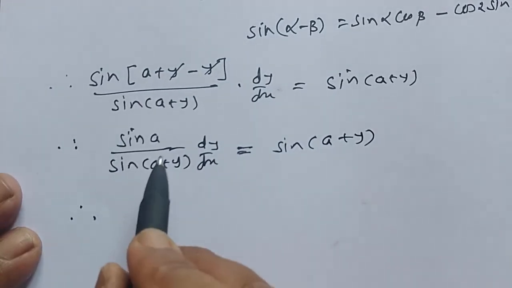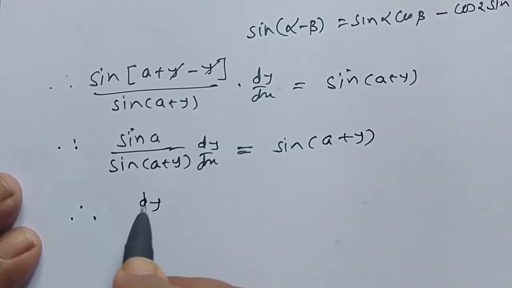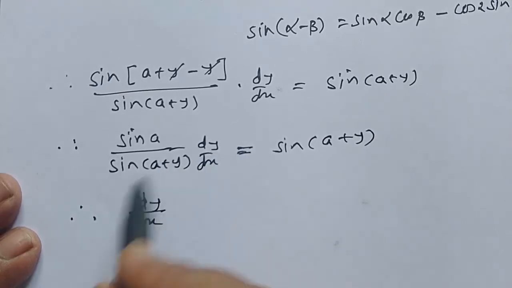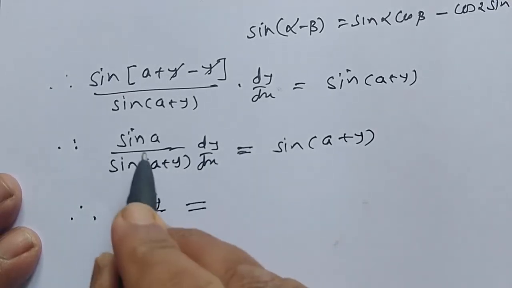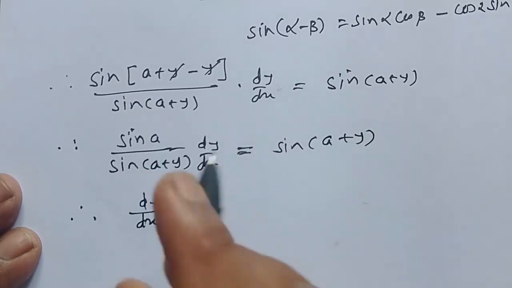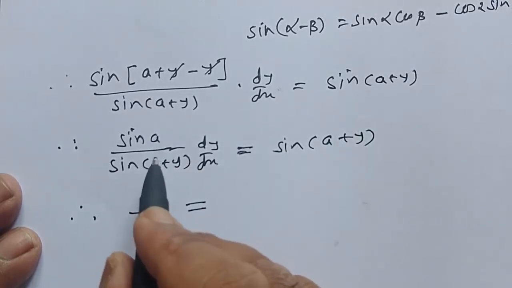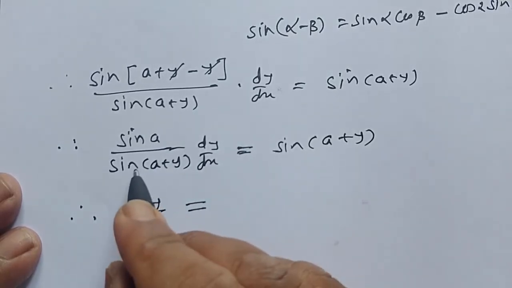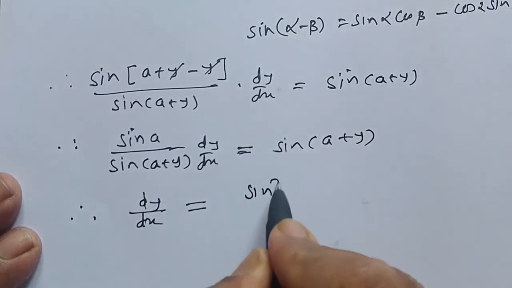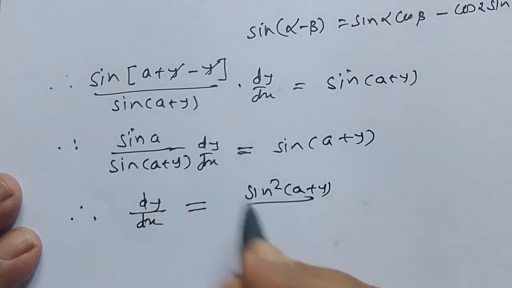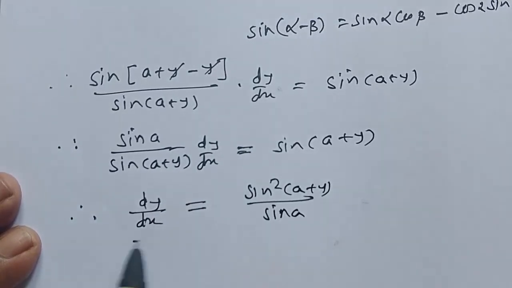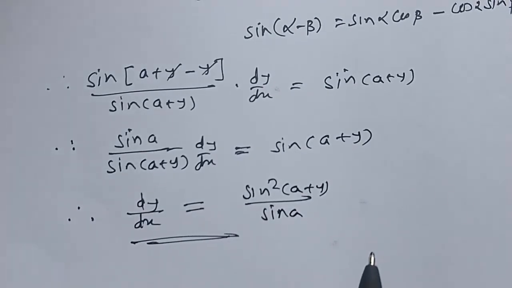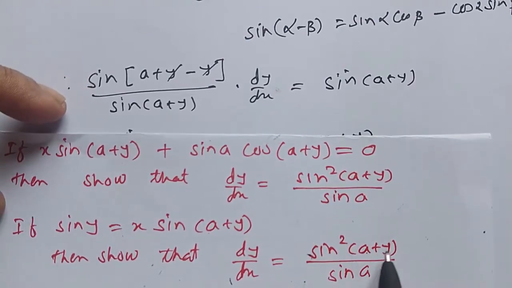Therefore, keeping dy/dx on the left side and transferring the other term to the right hand side, it becomes multiplication by reversing their order, that is sin multiplied by sin, so it is sin²(a + y) upon sin a. It is the same as we wanted to prove. dy/dx = sin²(a + y) upon sin a, hence the proof.